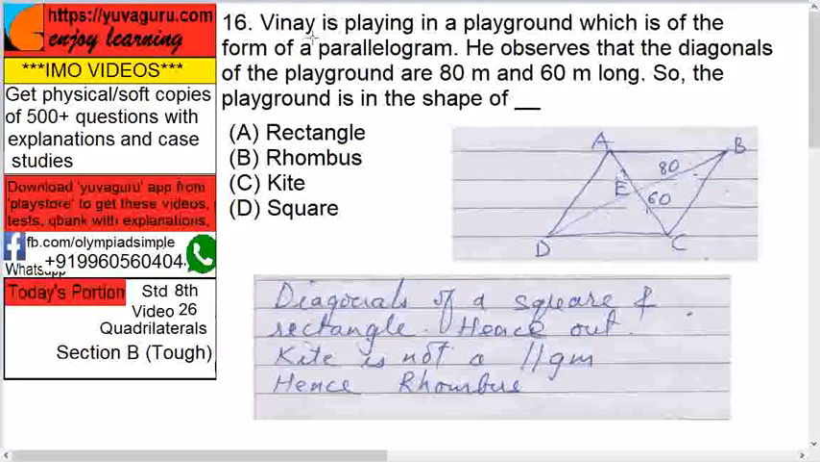Next, Vinay is playing in a playground which is in the form of a parallelogram. So he is playing over here, ABCD. It's in the form of a parallelogram. He observes that the diagonals of the playground are 80 and 60 meters long. So the playground is in the shape of, see here, a parallelogram, it's given. So kite is out of the question.